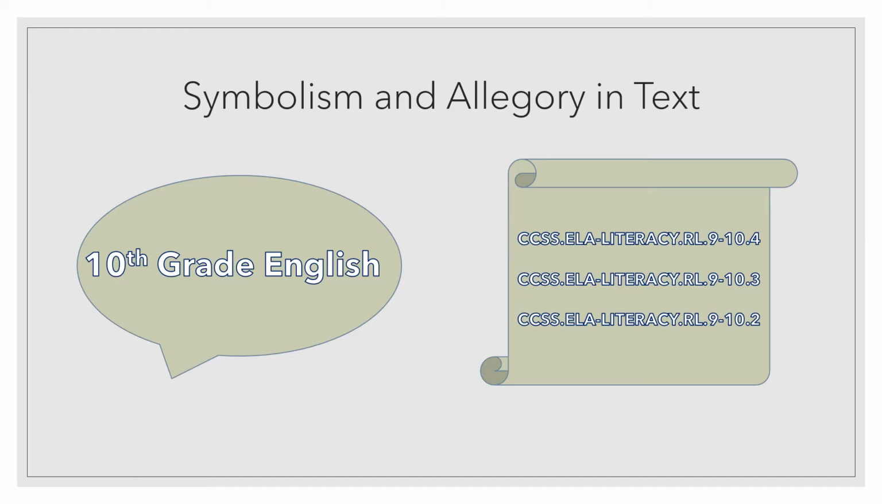I chose to do my lesson unit on symbolism and allegory in text for a 10th grade English class. The standards that I'll be going over are the Common Core State Standard for English Language Arts Literacy 9th, 10th grade 4, 3, and 2. I will go over those whenever I get to that part of the lesson.